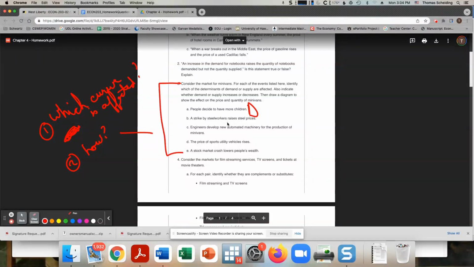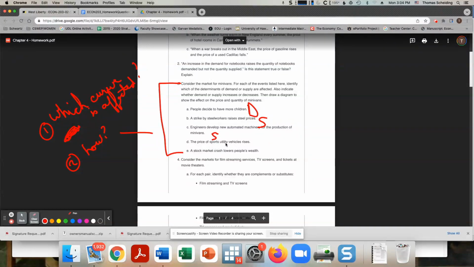A strike by steel workers raises steel prices. Is that going to affect supply or demand? In this case, if steel prices are going up because of the strike, then what we're going to see affected is the supply curve. Engineers develop new automated machinery, that's affecting the production side, so that's supply.